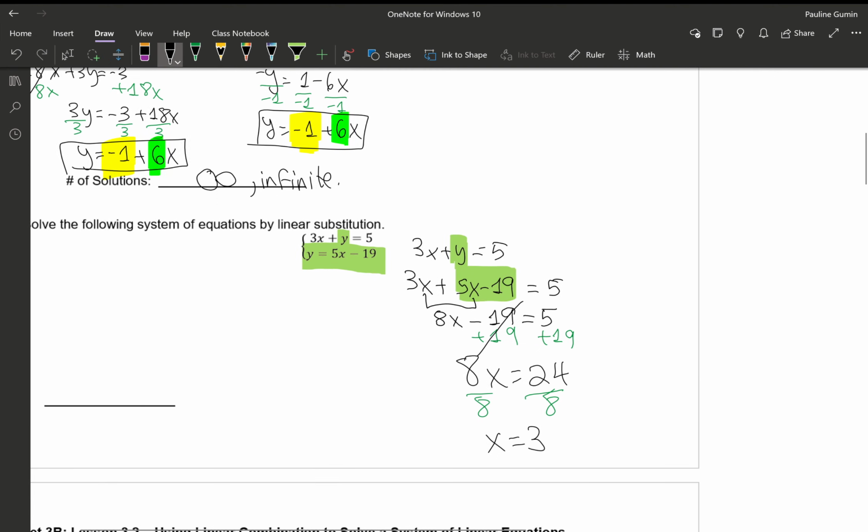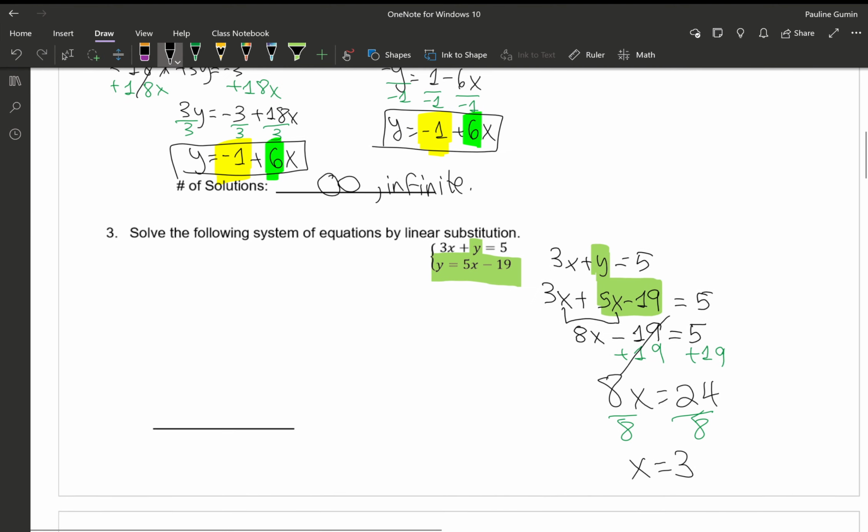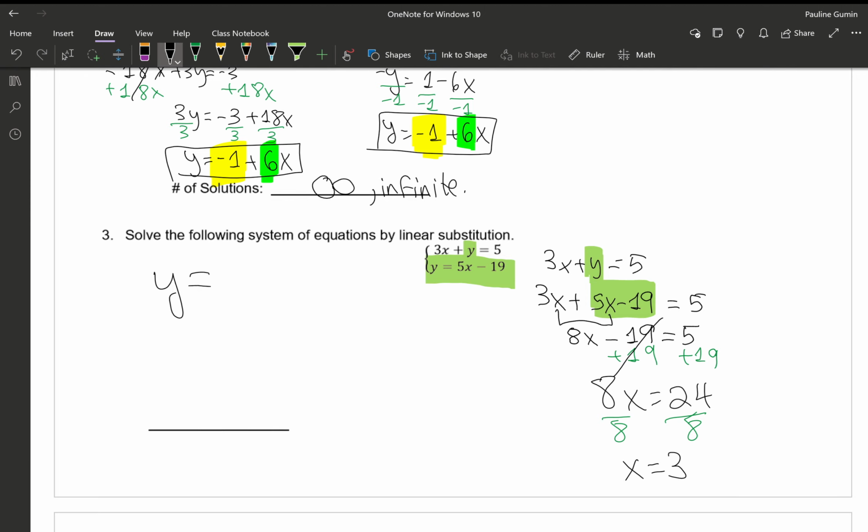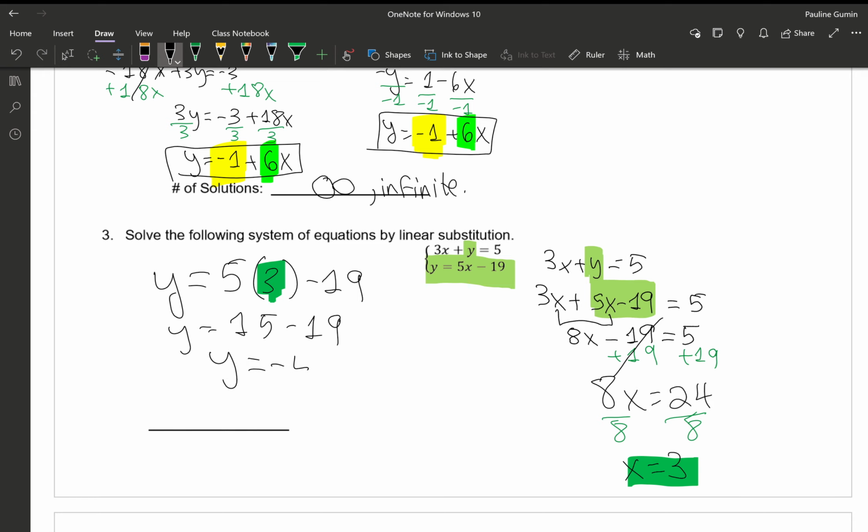Now that we found x, we can plug it back into our y equals equation to solve for y. So y equals, instead of 5x minus 19, I'm going to plug in that 3. So I'm taking that 3 right here, and I'm plugging it in. All right. So y equals 15 minus 19, which means y equals negative 4. So our final answer is 3, negative 4. Don't forget, we're always keeping it in alphabetical order, x, y.